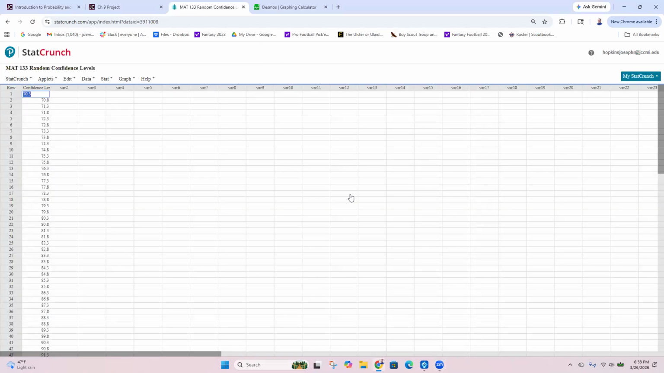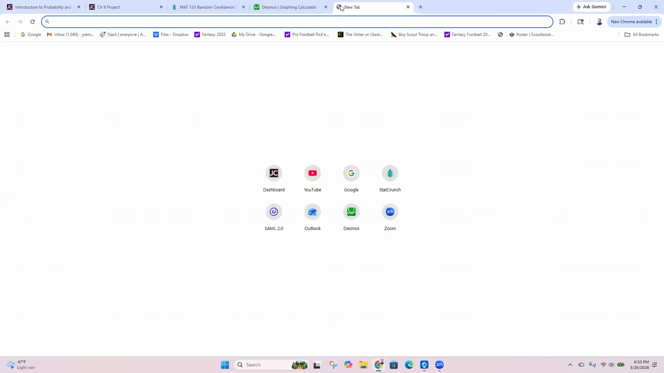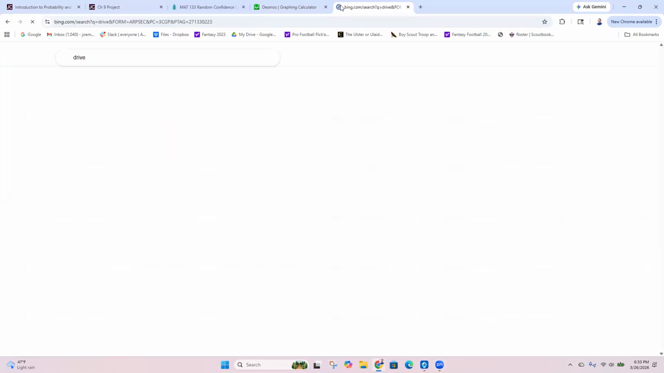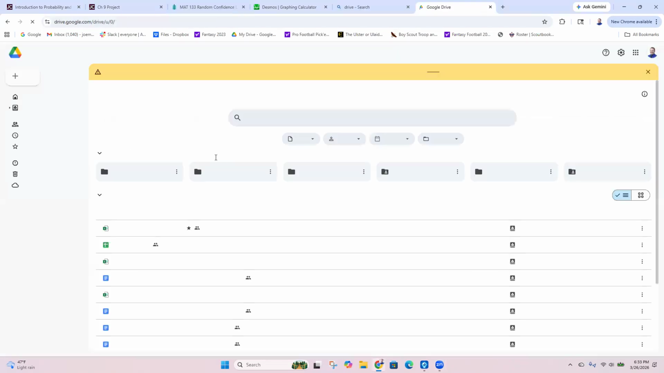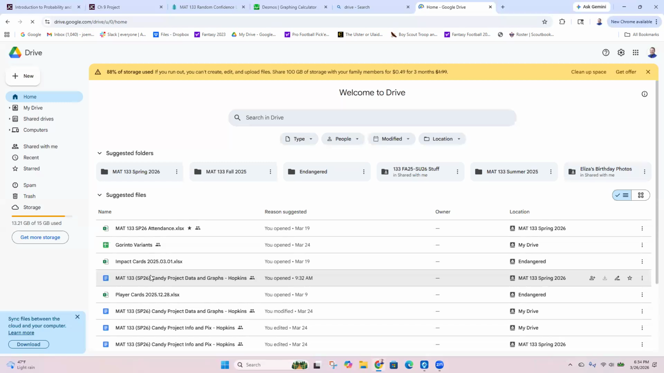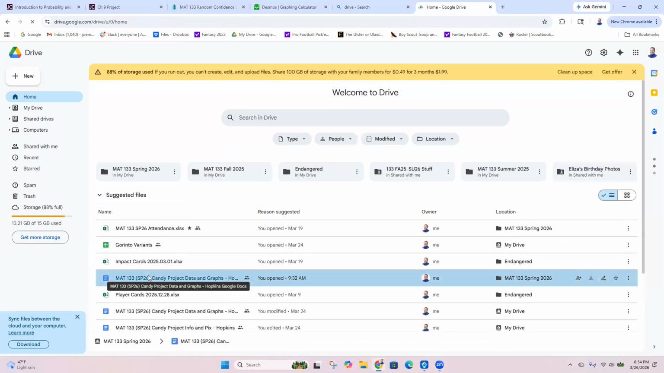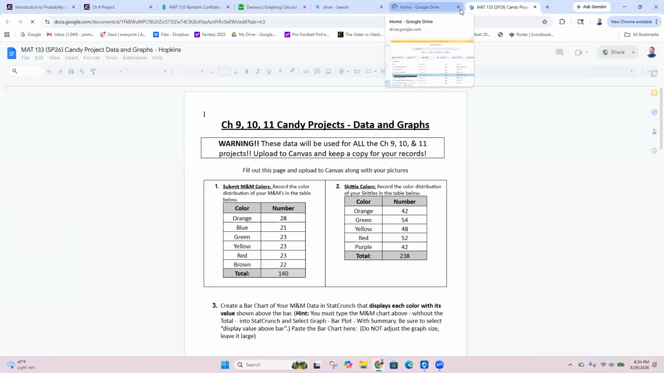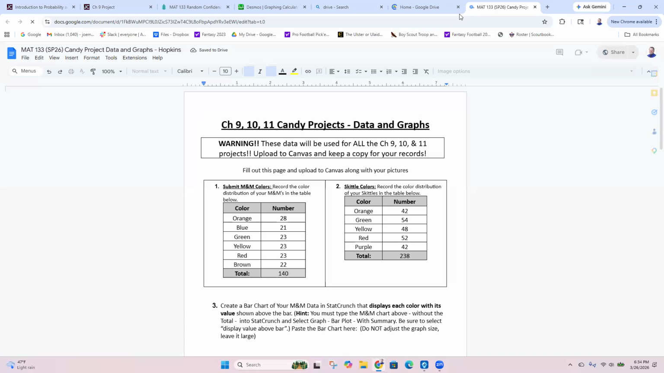The other thing we're going to need is our data from our candy. It's okay if you already ate your candy. We don't need the candy itself. We just need the numbers. So the data and graphs one, which is right here for me. I mentioned make sure you know where you saved that, because we're going to need these numbers today.